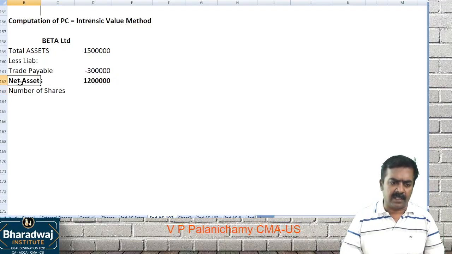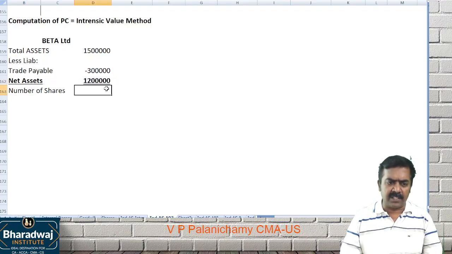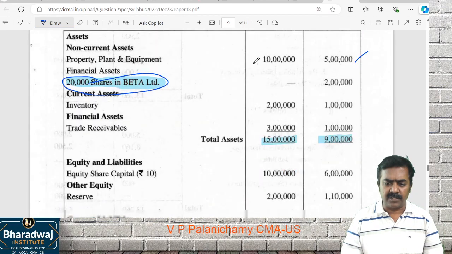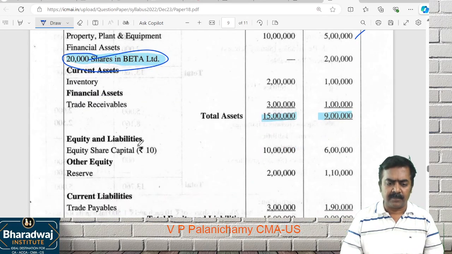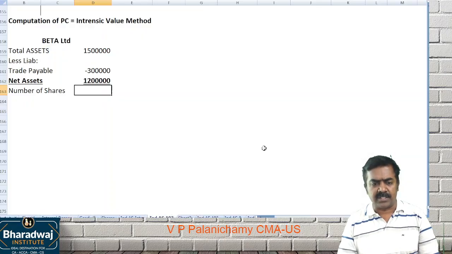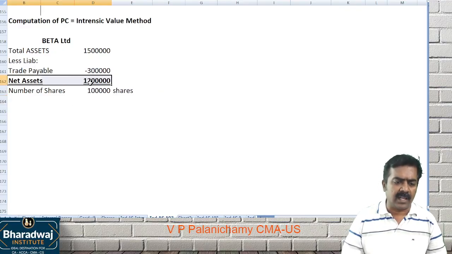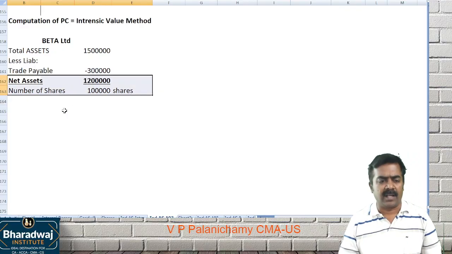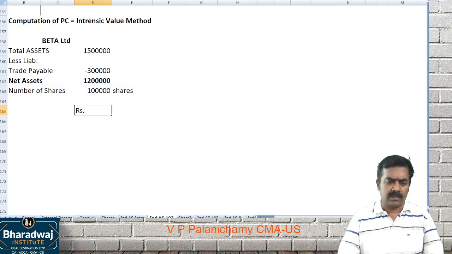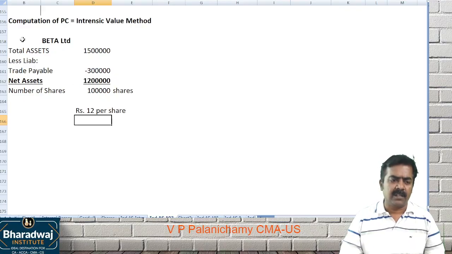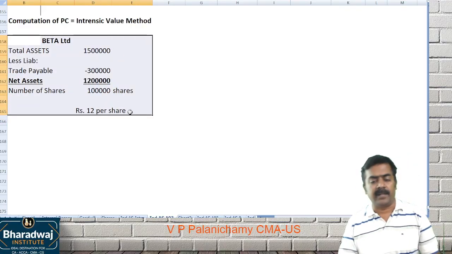12 lakh divided by the number of shares in Beta Limited. Share capital is given as 10 each. 10 lakh, 10 each. How many shares will be there? 1 lakh shares. So divide 12 lakh by 1 lakh. Rupees 12 per share is the value of Beta Limited. Take it up. Don't wait.